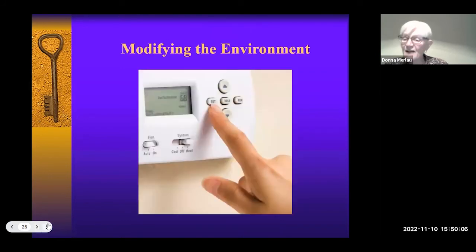But how do I modify my environment? It's cold. I can't change the temperature per se, but I can use a thermostat in my house to raise it, right? So I've modified what the natural environment of the temperature is by heating my home.